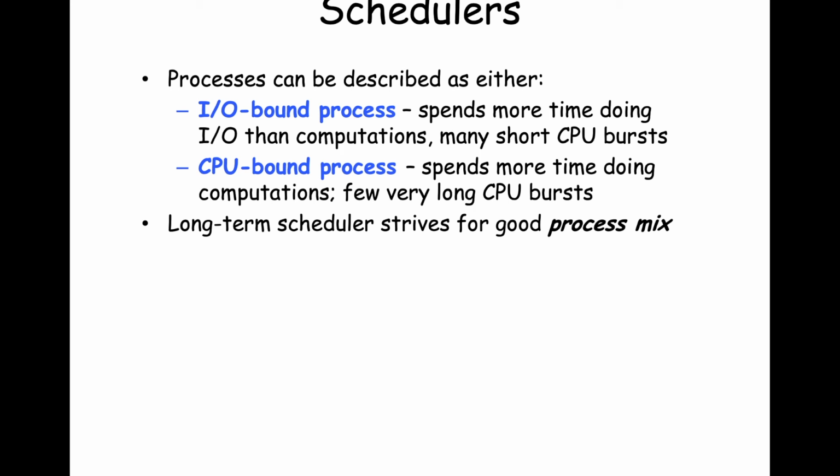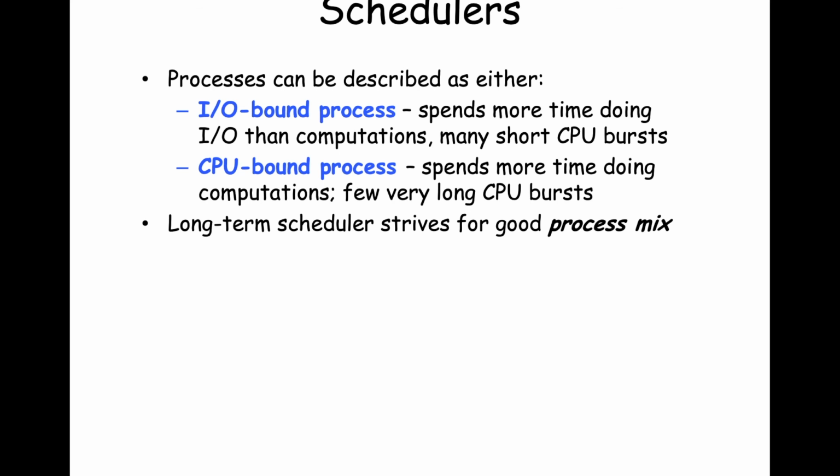Then you also have the converse, which is CPU-bound processes, and these spend a lot more time doing computations, like a lot of floating point, a lot of arithmetic operations. These spend most of their time executing instructions on the CPU, so you're going to have a small number of long bursts on the CPU, meaning executions. But for the I/O-bound, you're going to have a lot of very short periods of time on the CPU, so-called short CPU bursts.